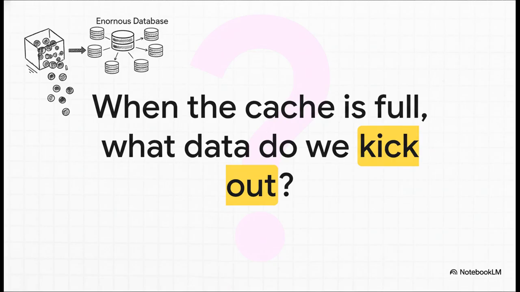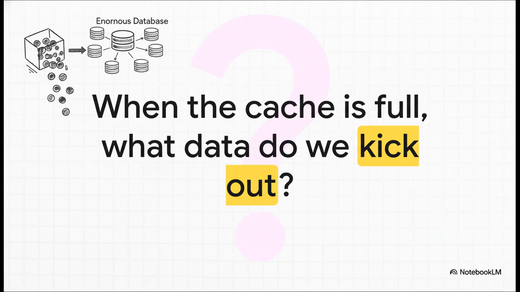Your cache has a very limited amount of memory. Think of it like a small, expensive shelf. Your database, on the other hand, is like a massive warehouse. So when your little shelf is full and some new, popular item needs a spot, you have to kick something else off. But what do you get rid of?